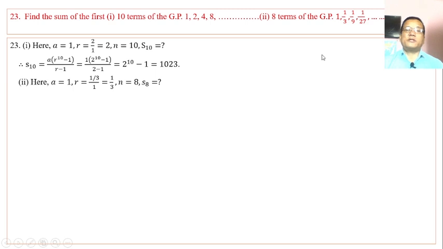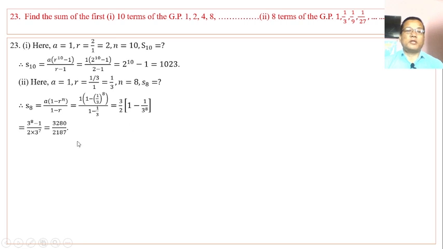For the next one, the first term A is 1, the common ratio is the second term divided by the first term, so we get 1 by 3. And the number of terms to be found out is N. Using this formula, we put the common ratio 1 by 3 into the formula 1 minus R. The R value is 1 by 3, and after simplifying we get this.